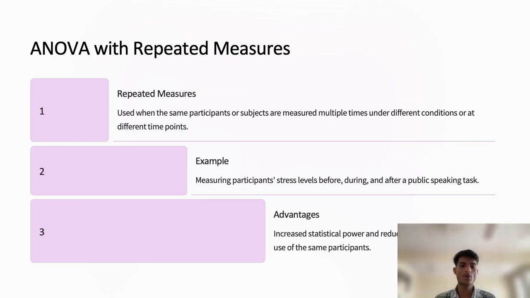Next, ANOVA with repeated measures. Repeated measures are used when the same participants or subjects are measured multiple times under different conditions or at different time points. Example, measuring participants' stress level before, during, and after a public speech task. Advantages: increased statistical power and reduced number of participants needed.